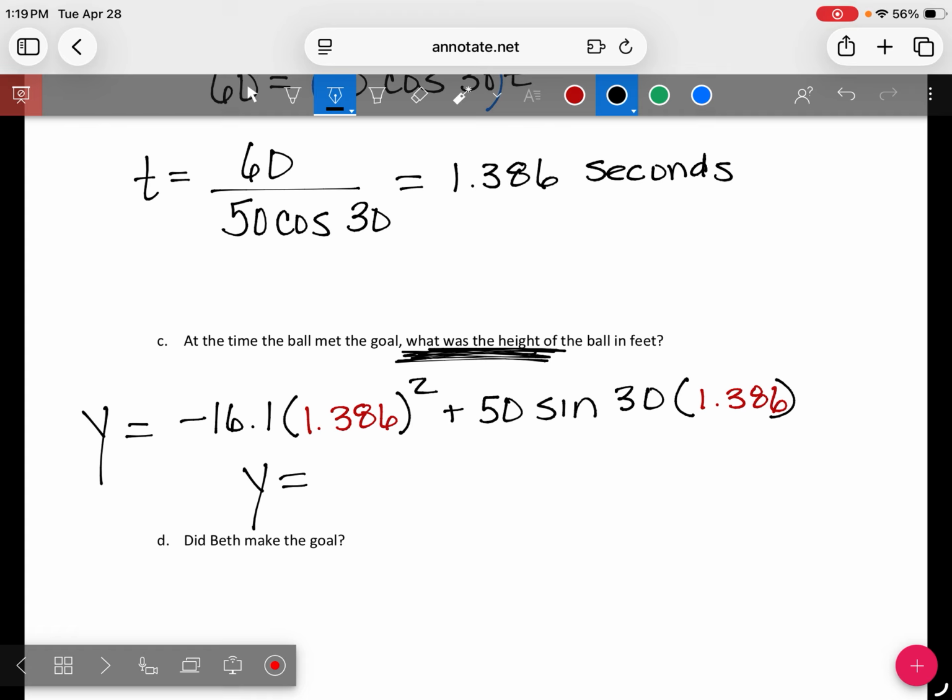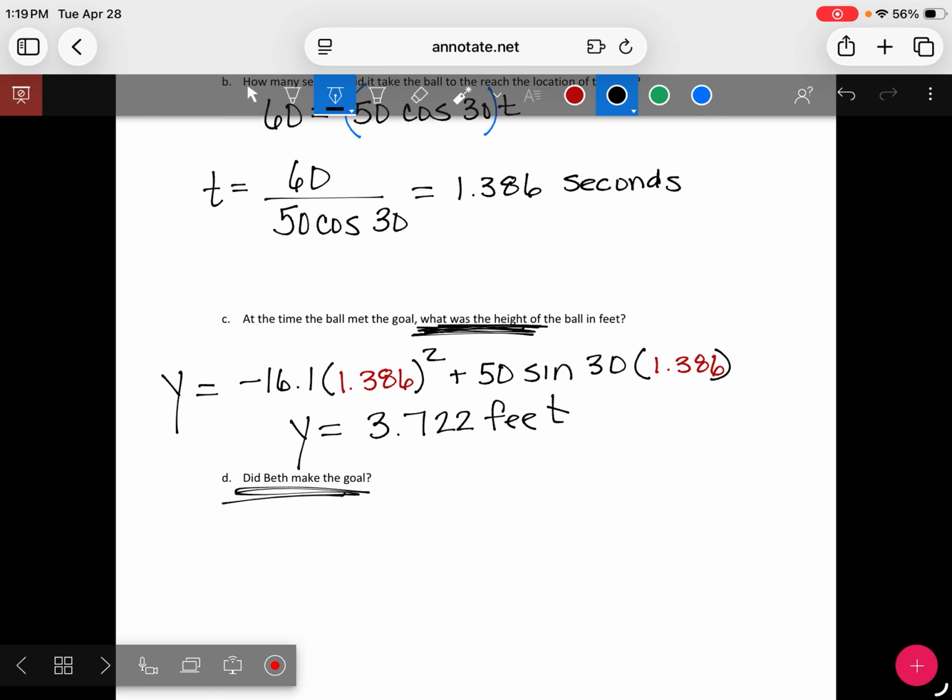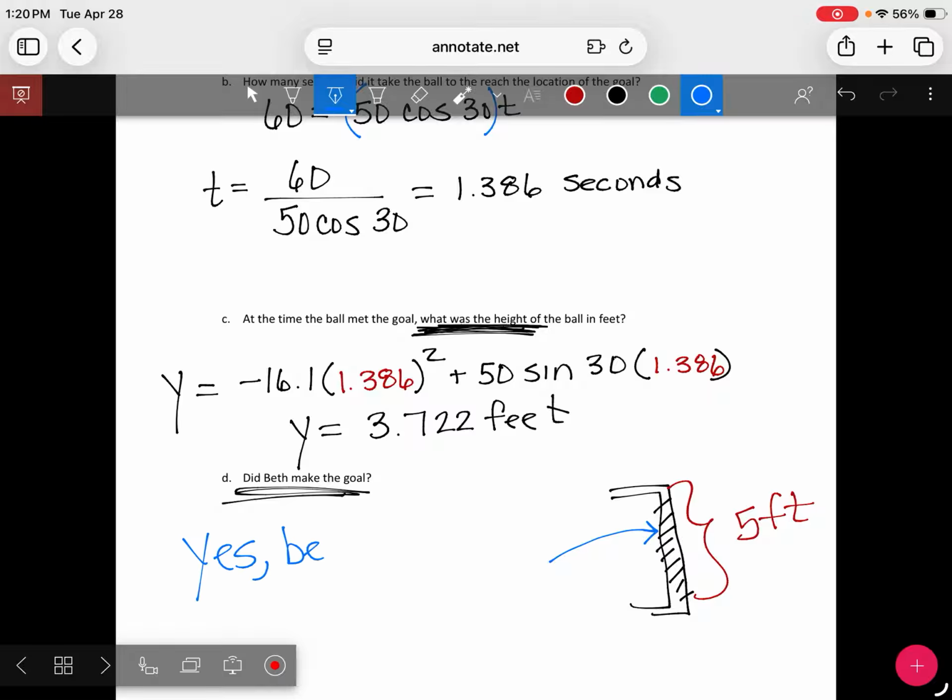So I got 3.722 feet. That was my height. I want to know, did she make the goal? Ooh, now I don't know. I think in soccer, we don't want it to go over the net, right? This is my little net. And this little net, this is 5 feet. We want the ball to hit the net, right? We don't want it to go over. So if that's 5 feet, 3.722 is going to hit about there. So the answer is yes, because it's below 5 feet.